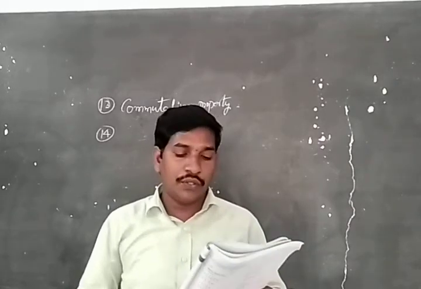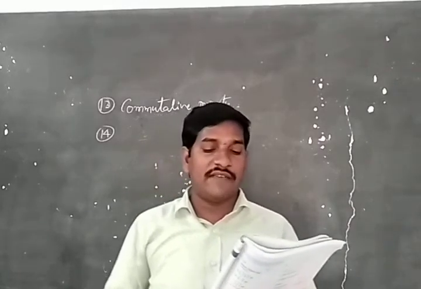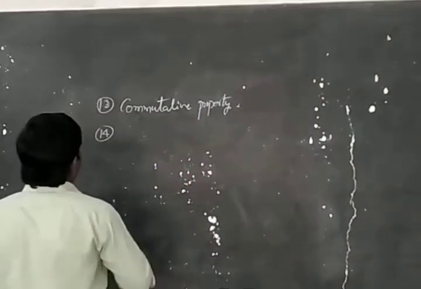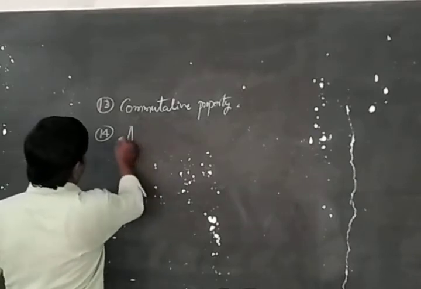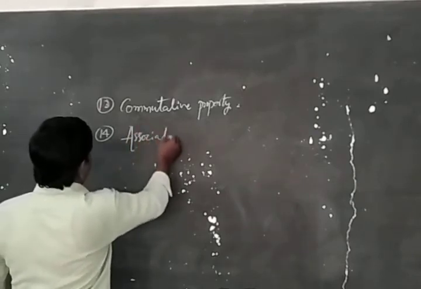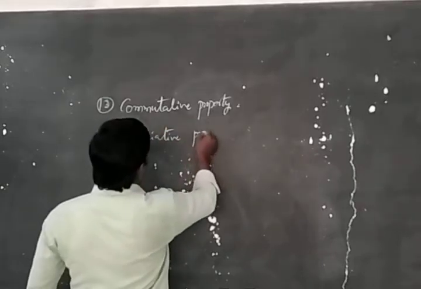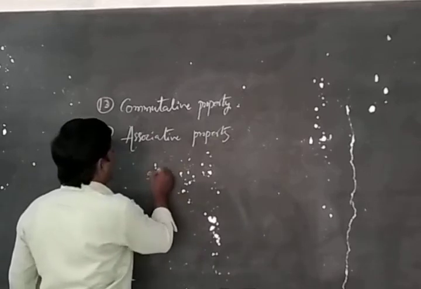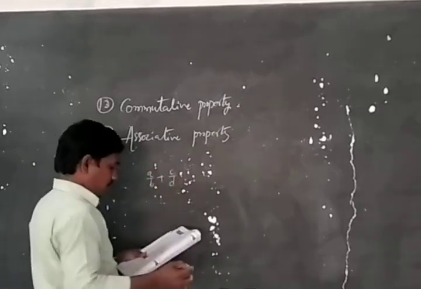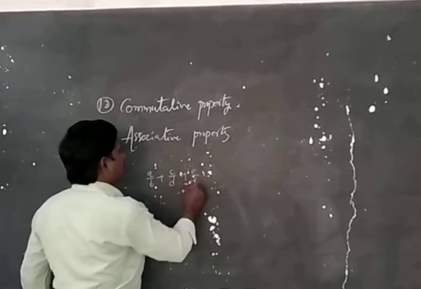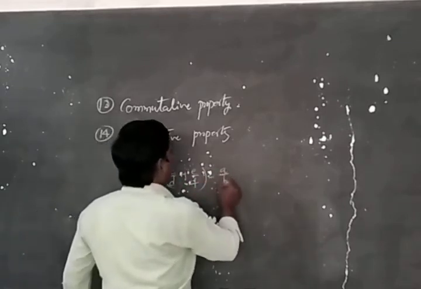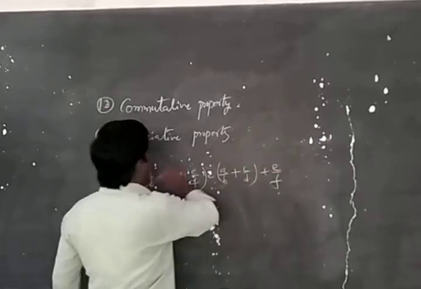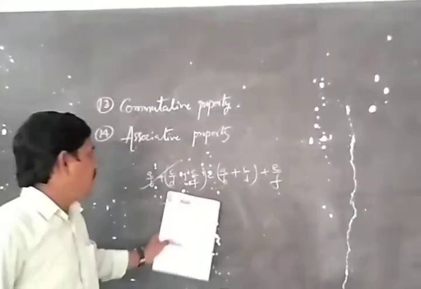14th one. Name the property of addition used in 2 by 5 plus 4 by 7 plus 5 by 9 equal to 2 by 5 plus 4 by 7 plus 5 by 9, grouped differently. This is the associative property. So we know that A by B plus C by D plus E by F equal to A by B plus C by D plus E by F. This is called the associative property.